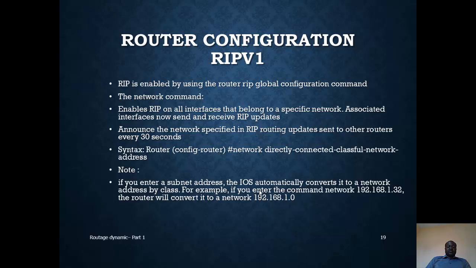Syntax is router config network, then the directly connected classful network address. Note, if you enter a subnet address, the IOS automatically converts it to a network address by class. For example, if you enter the command network 192.168.1.32, the router will convert it to a network, and we will have 192.168.1.0.